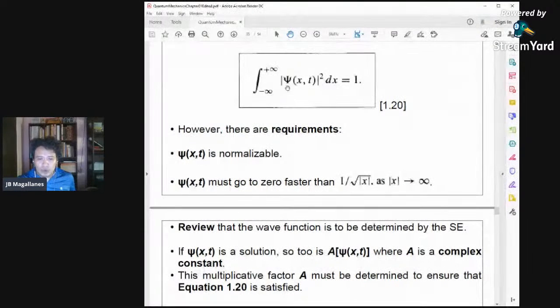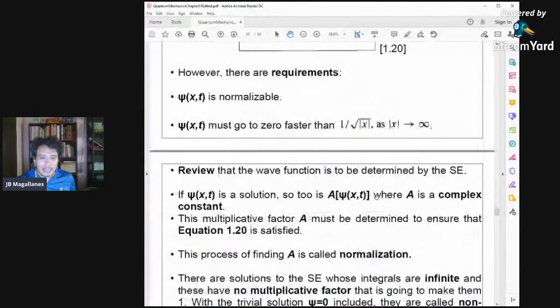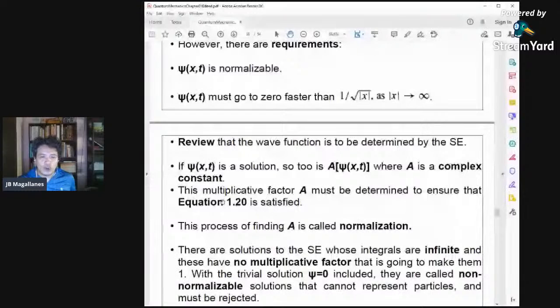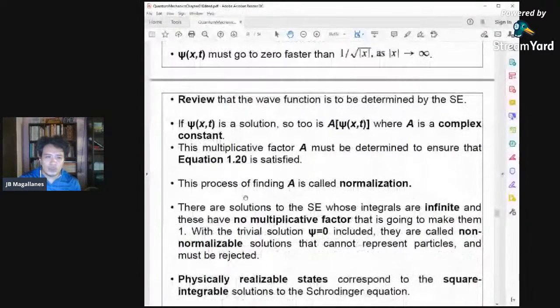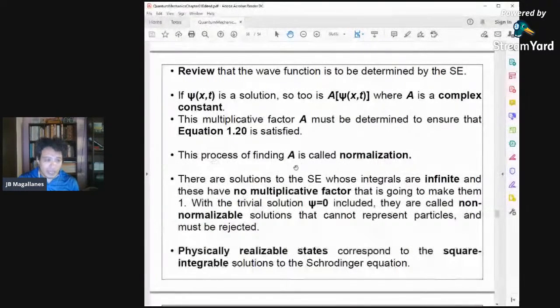And if you look for that formula, a is the normalizing factor of the wave function. So that process of finding a is called normalization.